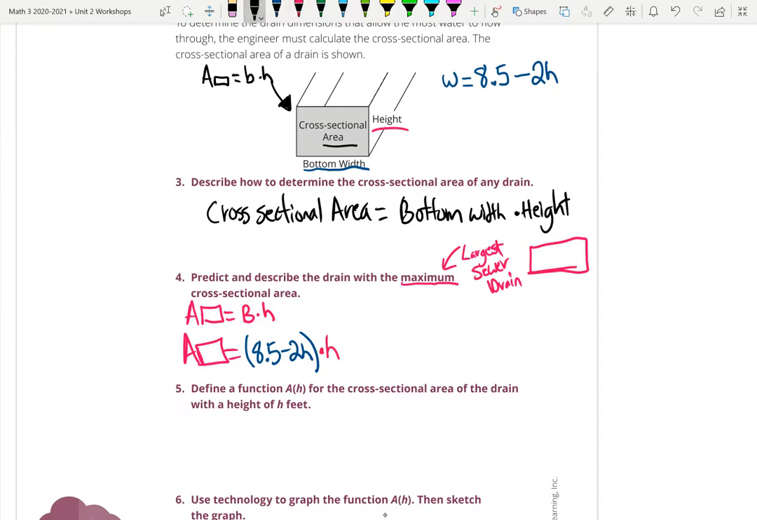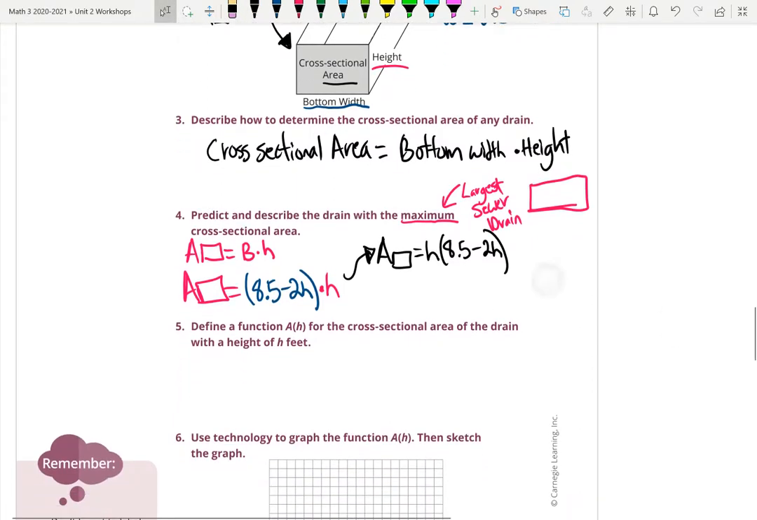I'm going to clean this up so that algebraically, the area of the cross section is going to be h times 8.5 minus 2h. Notice I modeled this situation. I need to find the maximum. I'm going to hit pause on that. We created a rule. Now, the only difference in this rule is it wants you to use A of h, the area for when h is the value. The area when h is equal to h times 8.5 minus 2h.